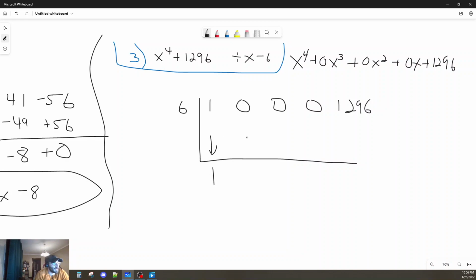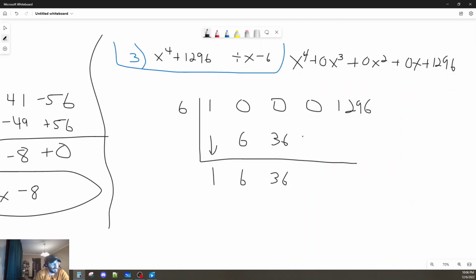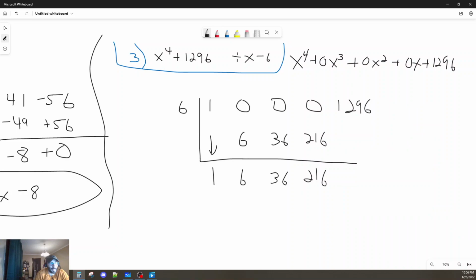Okay, 6 times 1 is 6. Add these together, you get 6. 6 times 6 is 36. Add those together, you get 36. 6 times 36, I'm going to cheat here. 6 times 36, 216. Okay. Add these together. 0 plus 216 is 216. 6 times 216, 1296. But you notice it's a positive 1296.